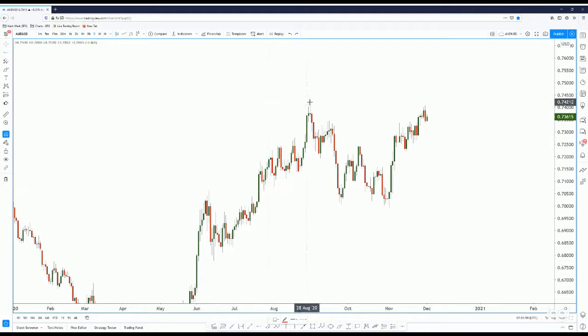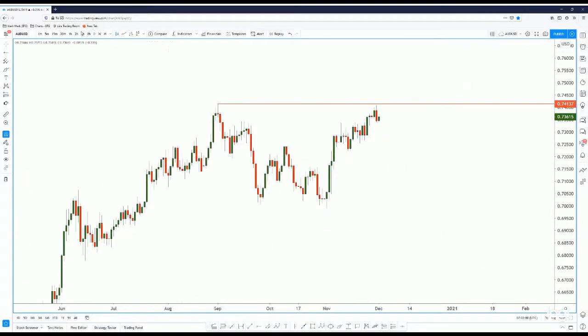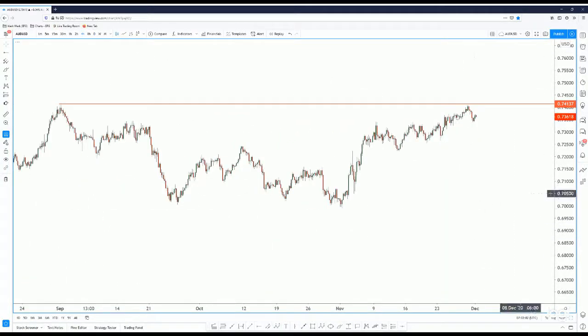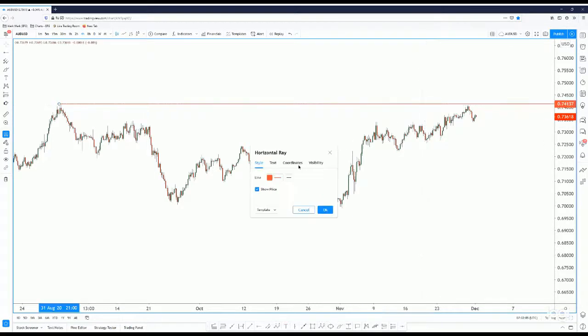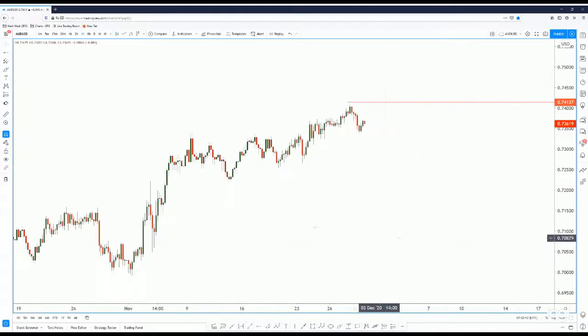Let's just put a resistance over here. I'm just going to use this as a resistance, and let's quickly go down to the 4 hour. Let's go back to the 4 hour. Now on the 4 hour, I'm just going to tidy this up, and I want to zoom in on this recent area.